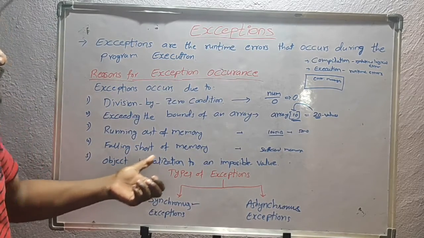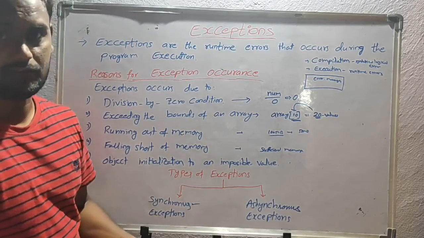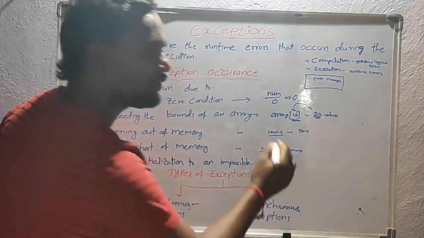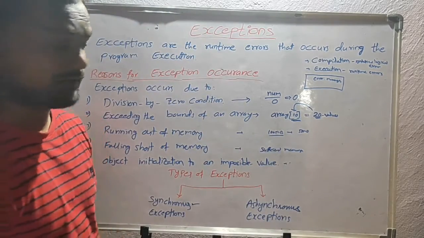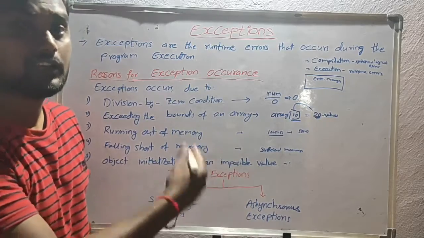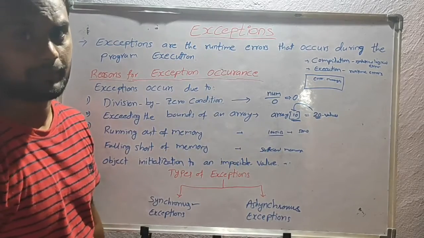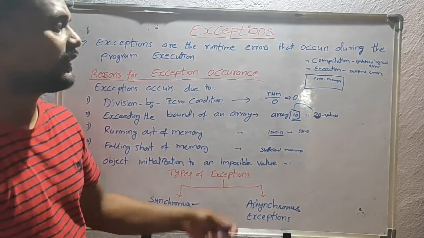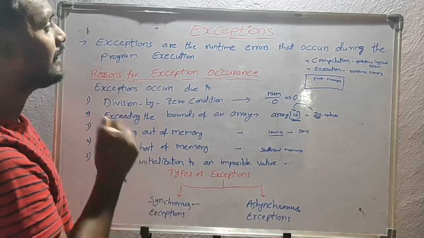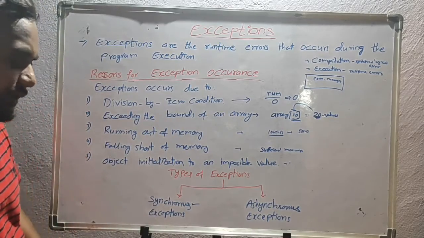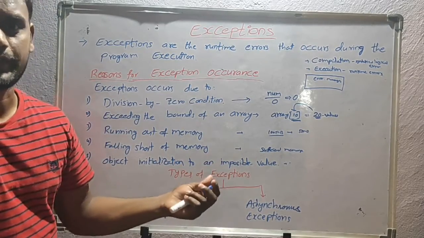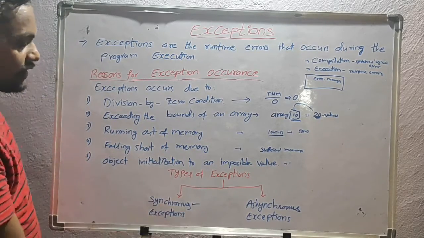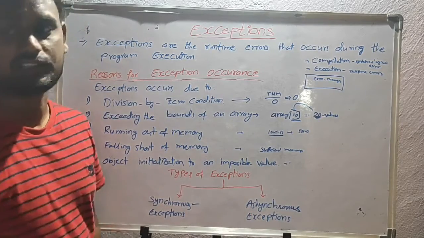And next, object initialization to an impossible value. Objects can be created for classes only, but sometimes objects are created for some other purpose, and those also lead to exceptions or runtime errors. And these are the exceptions. These exceptions can be divided into two types: synchronous exceptions and asynchronous exceptions.